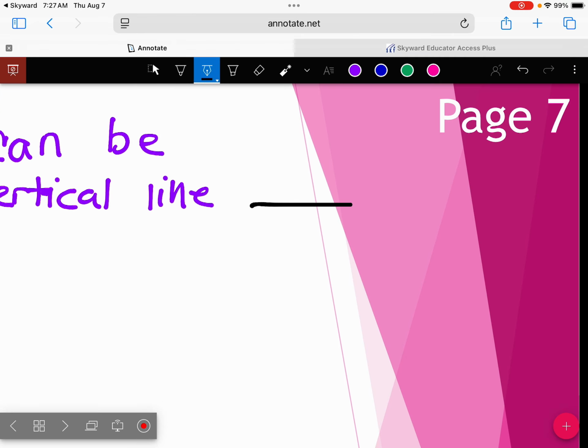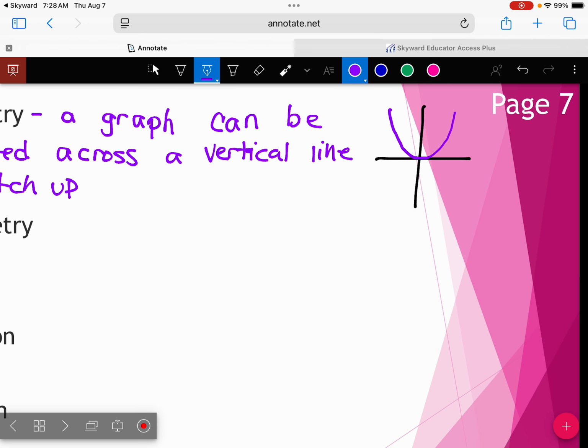is if I have a graph and I can take my graph and flip it over and it still matches up. So I could fold it or I could flip it. Either way, it's doing the same thing. If I can fold it in half or flip it over and they line up, that is line symmetry, because it's flipping over a line.